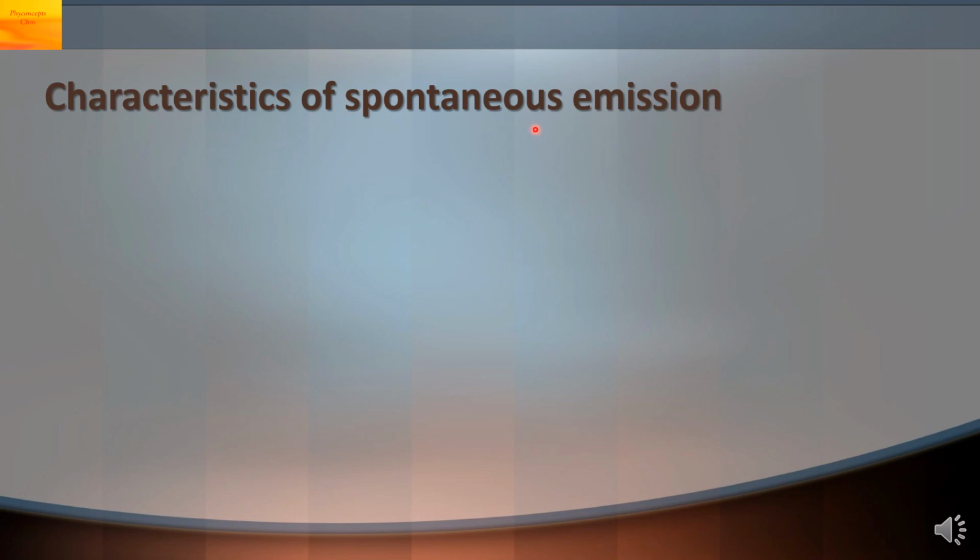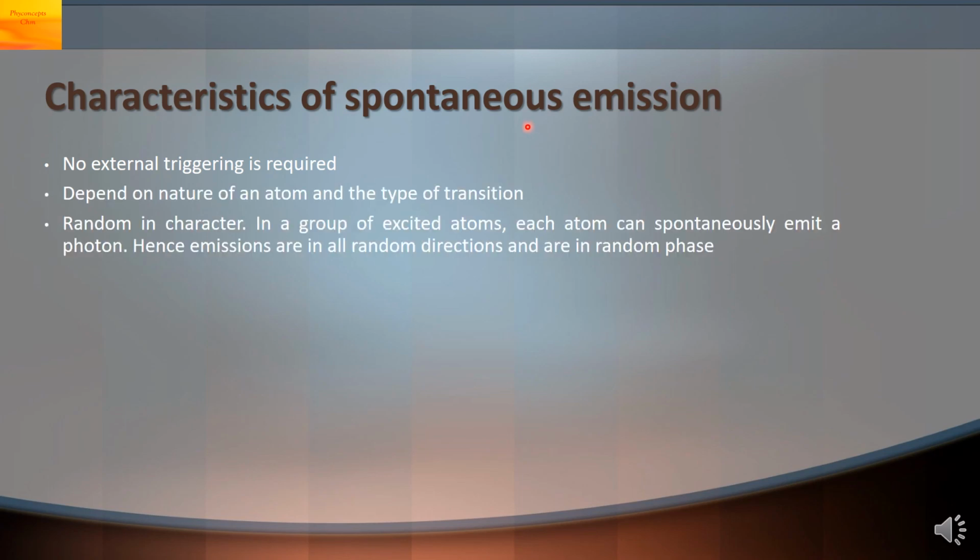Characteristics of spontaneous emission. Here no external triggering is required. We don't incident any radiation from the outside. It is random in character. In a group of excited atoms, each atom can spontaneously emit a photon, and these emissions are all going in random directions and in random phase. The light that is produced in this process is not monochromatic. It will be of different wavelengths.